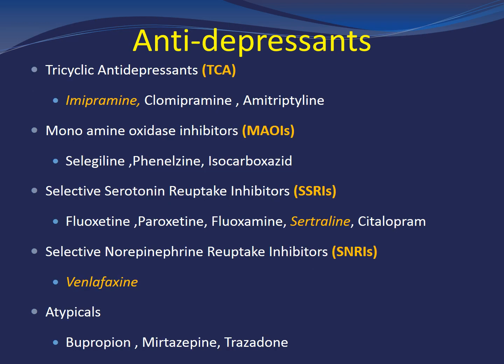Classification of antidepressants includes tricyclic antidepressants. Example: imipramine. Number 2, monoamine oxidase inhibitors. Example: selegiline, phenelzine. Number 3, selective serotonin reuptake inhibitors. Example: fluoxetine, paroxetine, and sertraline. Number 4, selective norepinephrine reuptake inhibitors. Example: venlafaxine. Number 5, others or the atypicals such as bupropion, mirtazapine, trazodone, etc.